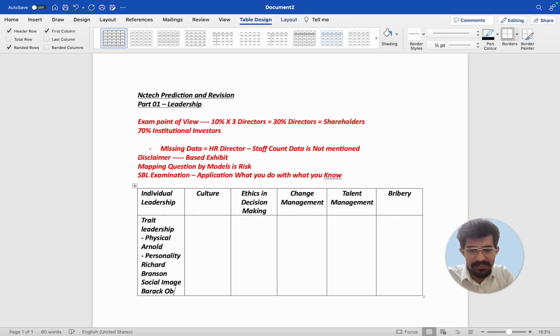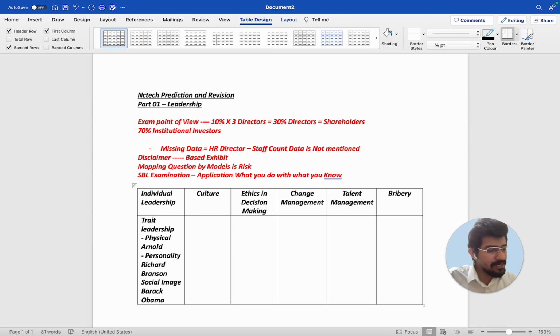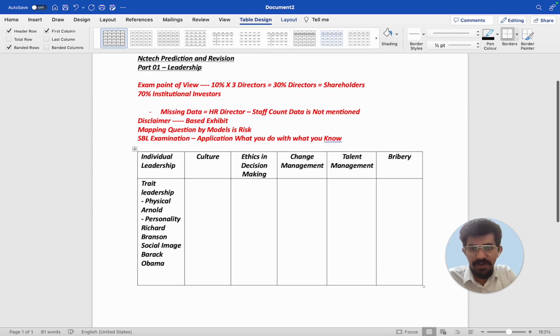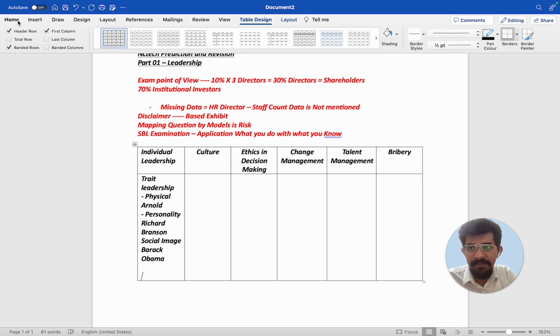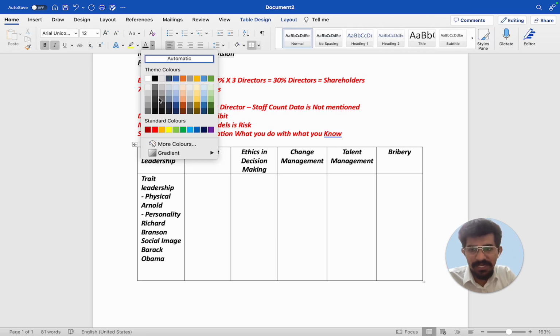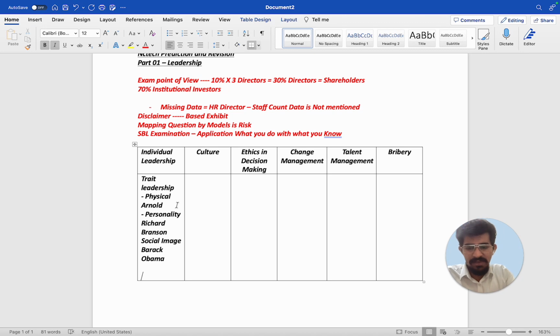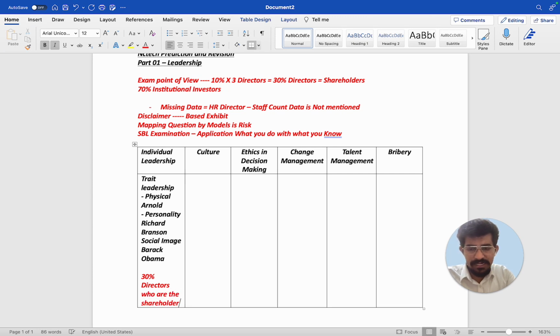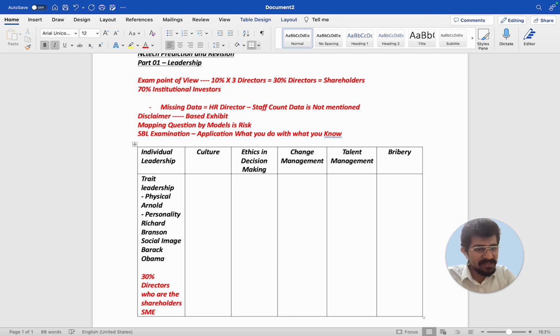Now, students, this is the basic understanding of trait leadership. One thing from the exam point of view: I'll just write it down here, but don't copy this in the examination, just get the understanding. We have 30% directors who are the shareholders. Now, students, currently our customers are SME customers.